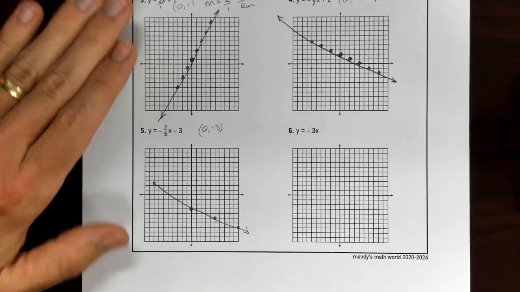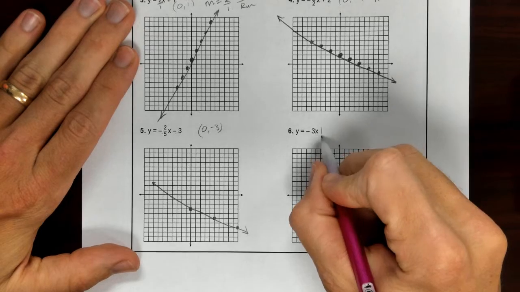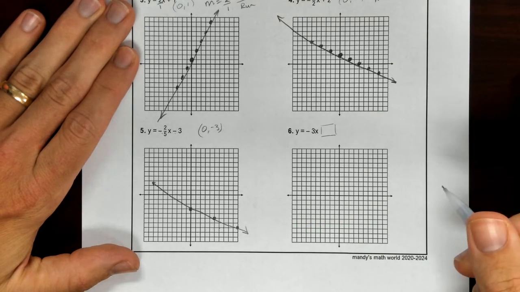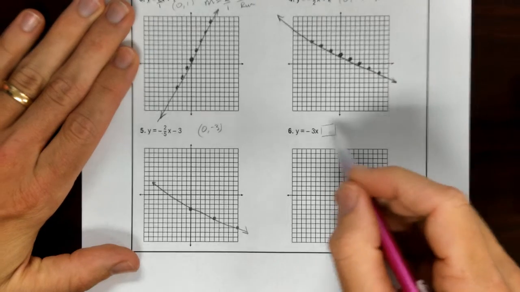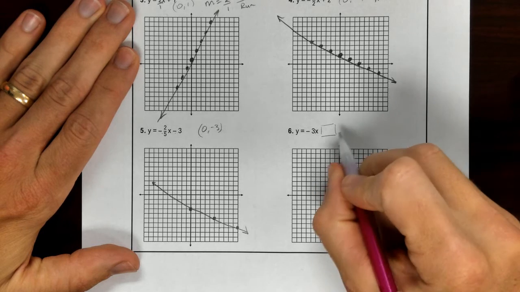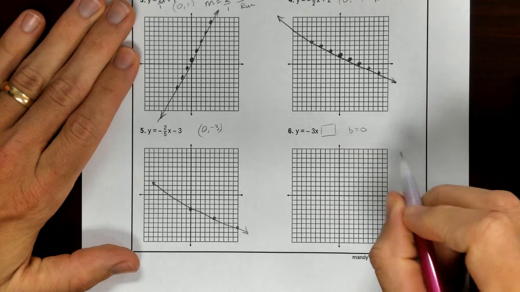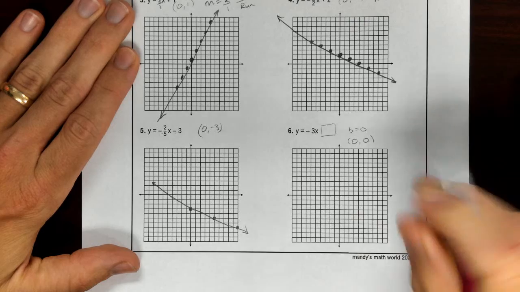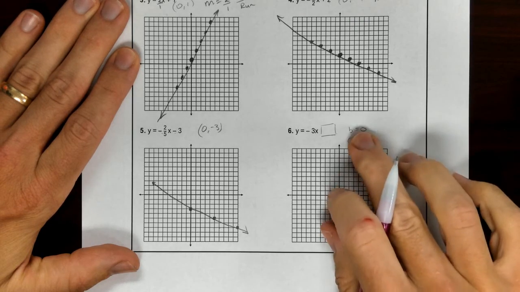Alright, and then last one, y equals negative 3x. Okay, but now, what's out here? There's no number. Oh my gosh, what do I do? Just like we talked about with direct variation yesterday, guys, if there's no number here, that means it's basically a 0, right? So the b is equal to 0. And again, b is a point, so I've got the point 0, 0. Because again, b is your y-intercept.